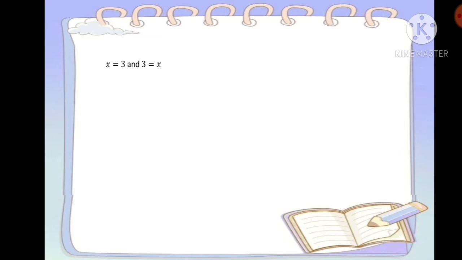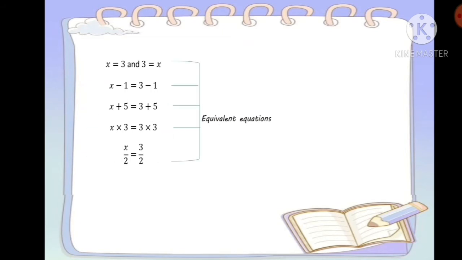So, x = 3 is also equivalent to x - 1 = 3 - 1, x + 5 = 3 + 5, x times 3 = 3 times 3, and x/2 = 3/2. They are equivalent equations because they have the same solution.